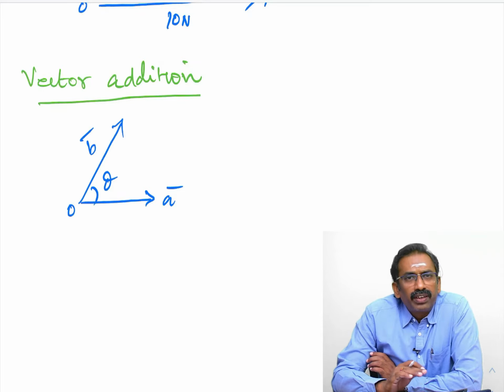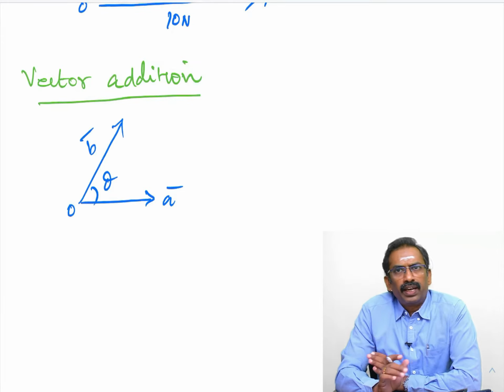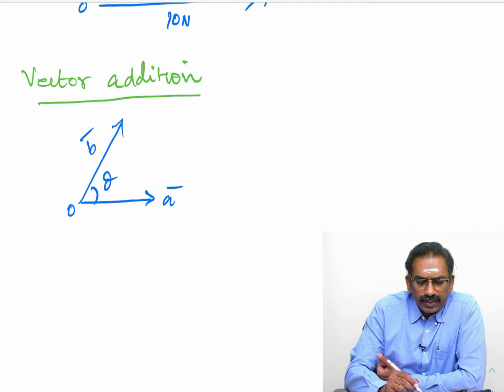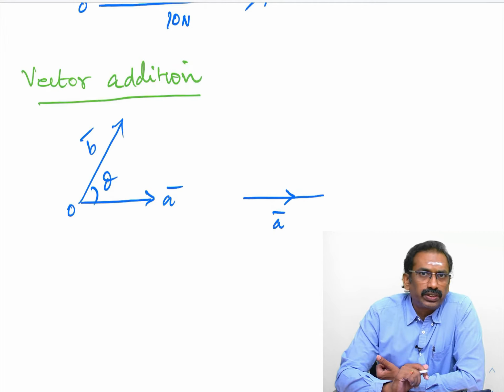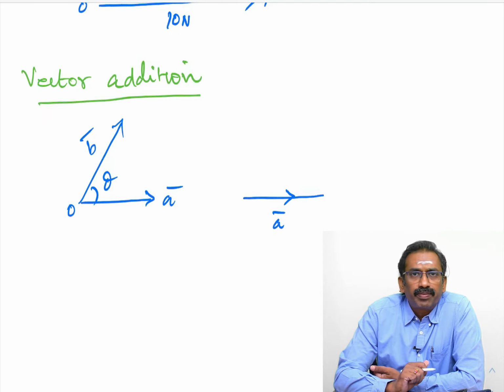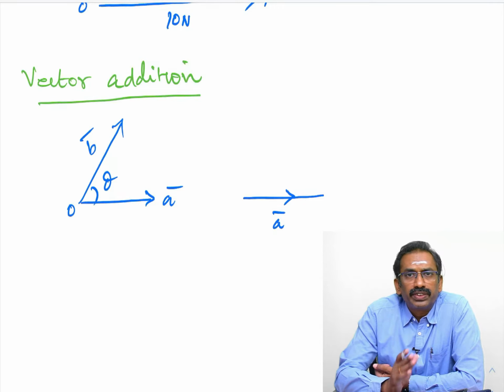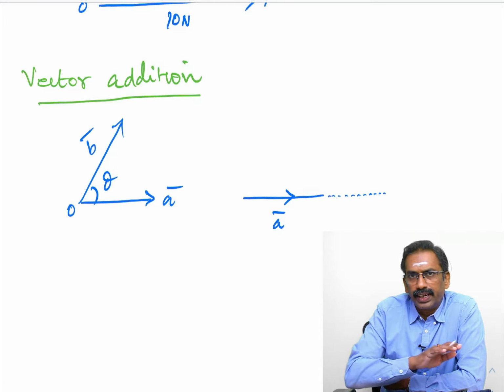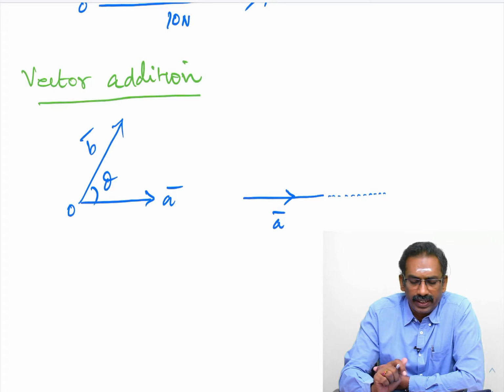Let us add A vector with B vector. Geometrically how to add we are going to see. Take the first vector. This is the first vector, A vector I have taken. I have not changed the direction. Bring the tail of the second vector to the head of the first vector. While bringing the B vector, you should not change the direction. For example, this is the direction of A vector, the dotted line. This is the line of action of A vector.